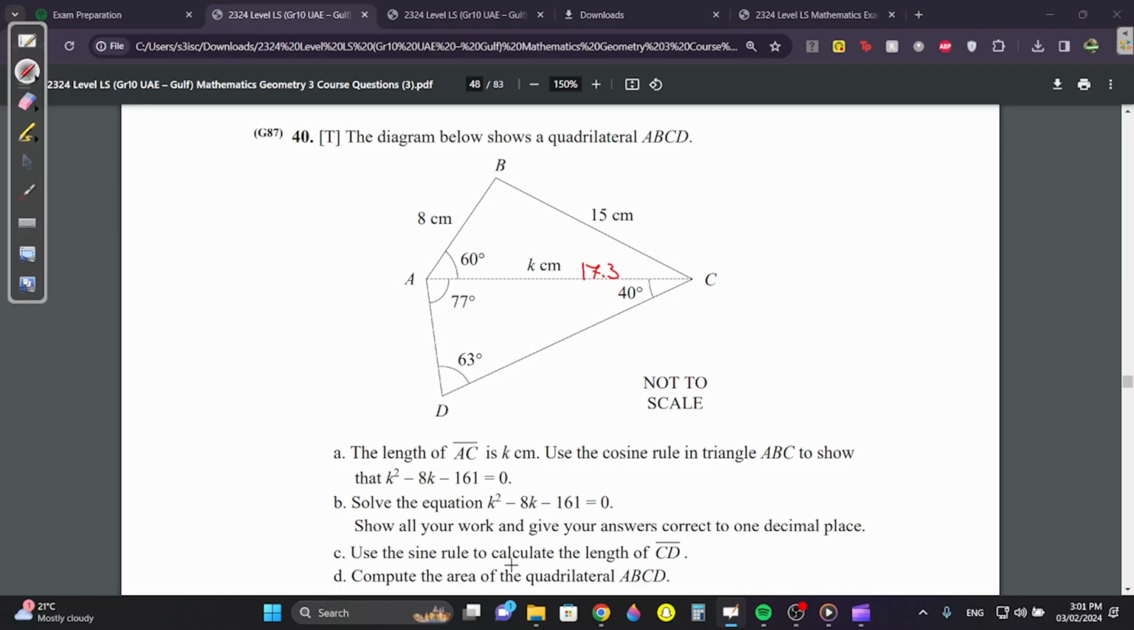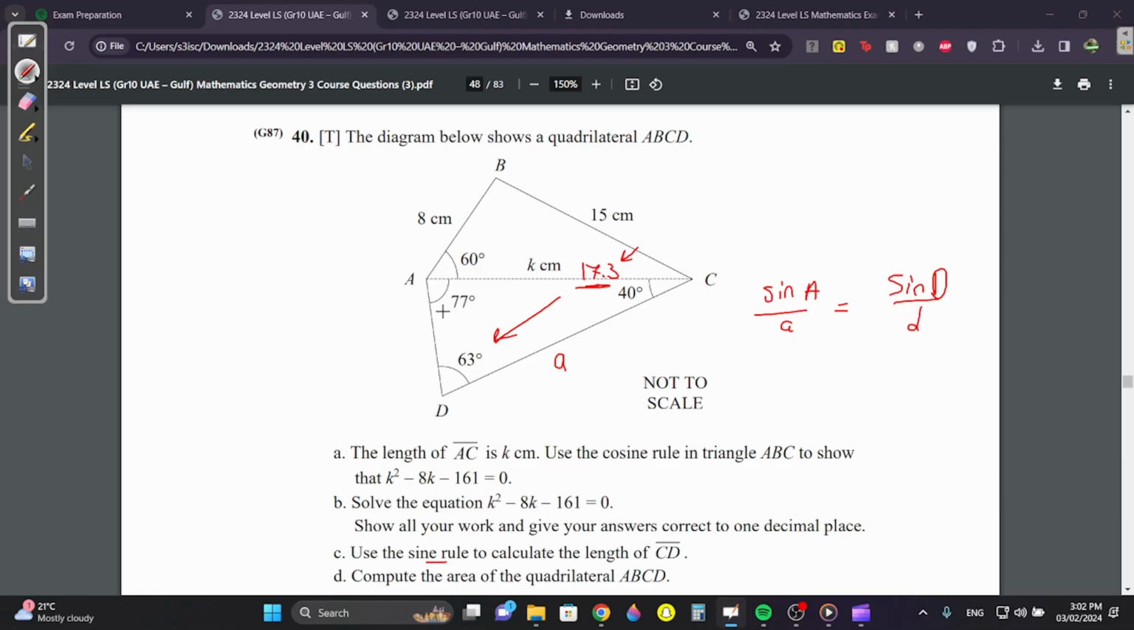Use the sine rule to calculate the length of CD. CD, they want here. CD, which is opposite to angle A, so we'll write it as A. Okay, so always they want the sine rule, so you have to always start with what you want. So since we want side A, sine A over A equals. Now, what side do we have given? We have this 17.3, which is opposite to D. So sine D over D.